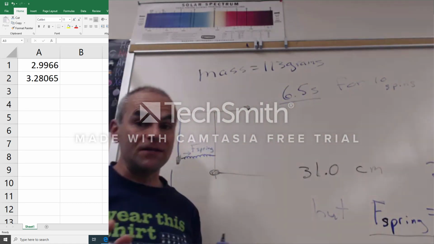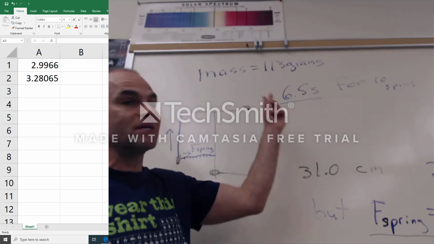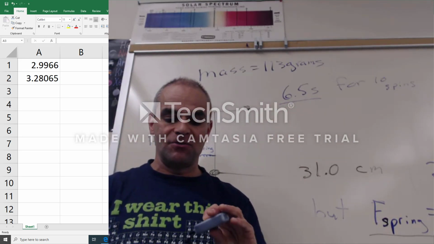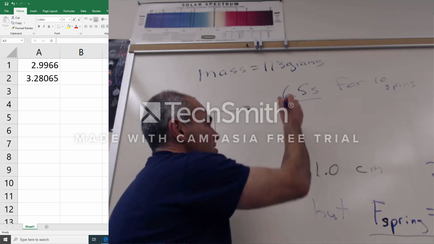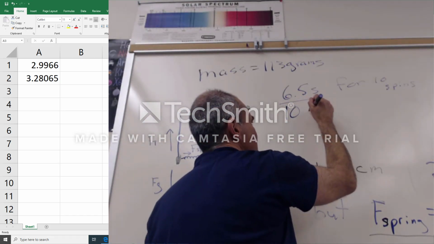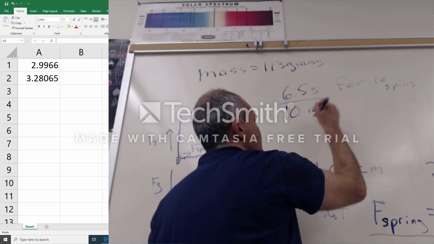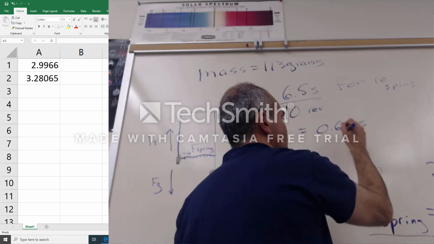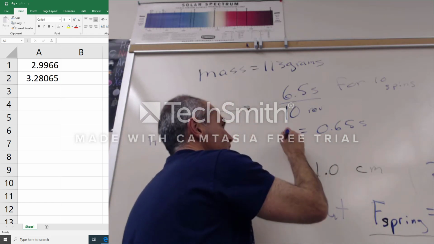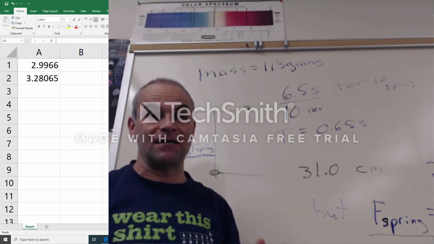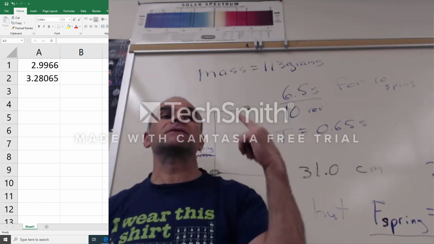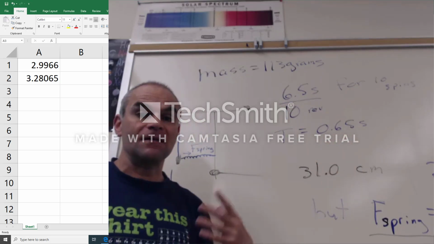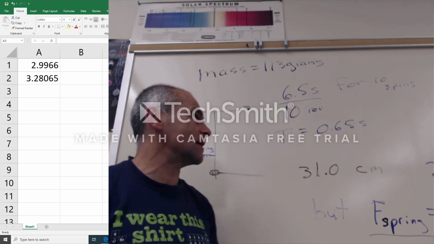So that means if it took 6.5 seconds for 10 spins, how many did it take for one spin? Well, assuming it's spinning at a constant velocity, which was the goal, then I would take 6.5 seconds and divide it by 10 revolutions. And that gives me 0.65 seconds per revolution, or that the period in this case is 0.65 seconds. That's what's meant by the period. How long does it take to go around once? Clearly it's going to be different for every situation we looked at.